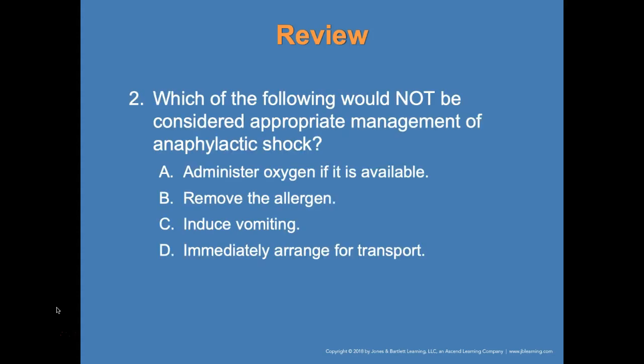Which of the following would not be considered appropriate management of anaphylactic shock? So which ones would not be correct? Would we withhold oxygen? No. Would we remove the allergen? Nope, we're going to do that. Would we induce vomiting? Nope, we're not going to do that. Would we arrange for immediate transport? Yes, we are going to do that. So looking at that, it's induce vomiting. Remember, we don't want to induce vomiting on anybody.